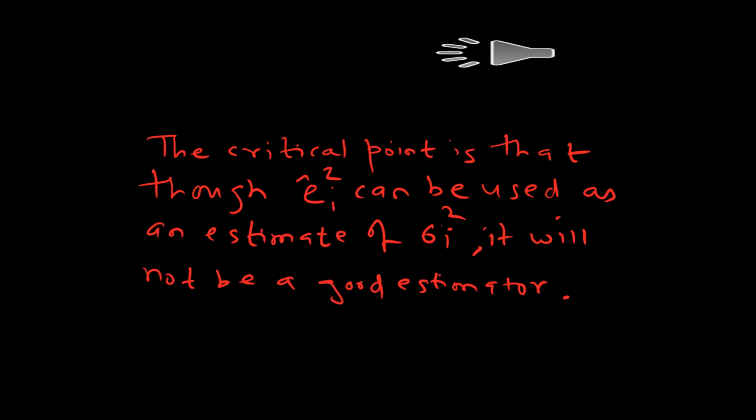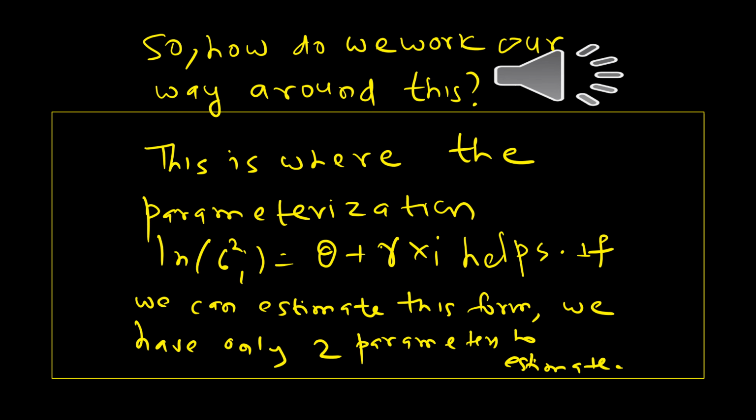So this is where the parameterization log sigma square i is equal to alpha plus beta xi helps. In this parameterization, you only have two parameters to estimate, alpha and beta. The point is the number of parameters to be estimated drops from n to 2.